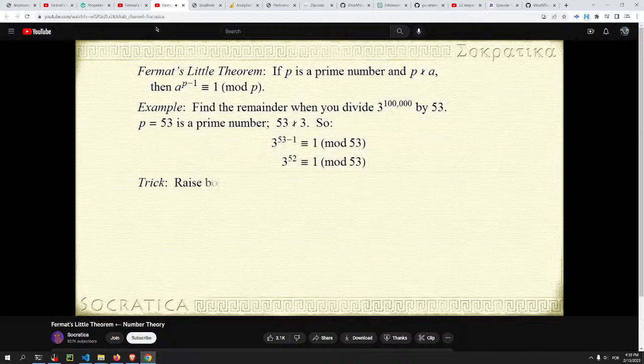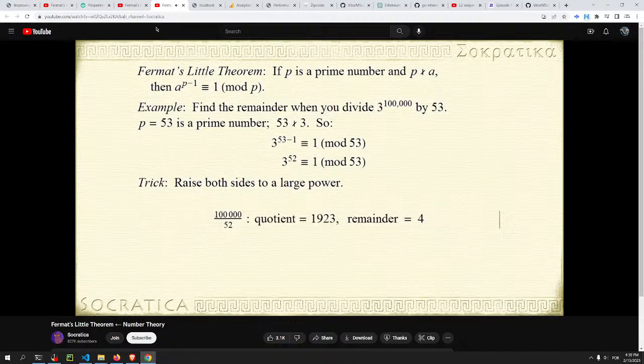Here's the trick. We're going to raise both sides of the congruence to a power. Now, 1 to any power is 1, so the right-hand side won't change. But the left-hand side, we're going to pick a number so that we get really close to 3 to the 100,000th power. And here's how we find out. We just do straight division. If you divide 100,000 by 52, you get a quotient of 1,923 and a remainder of 4.